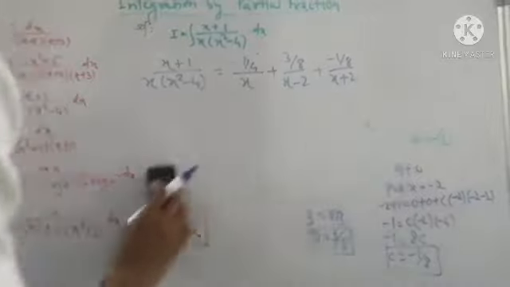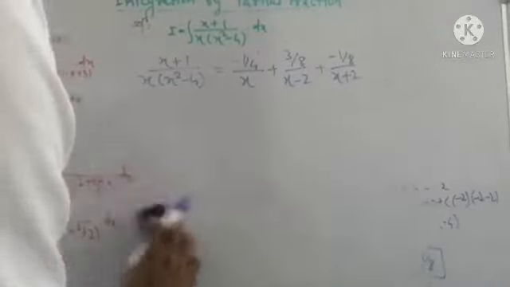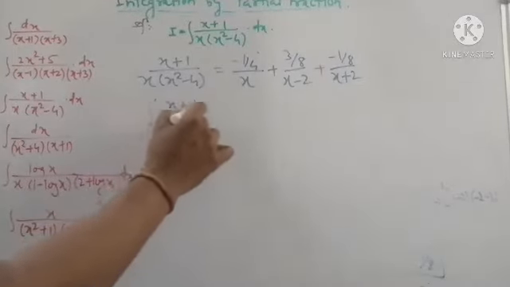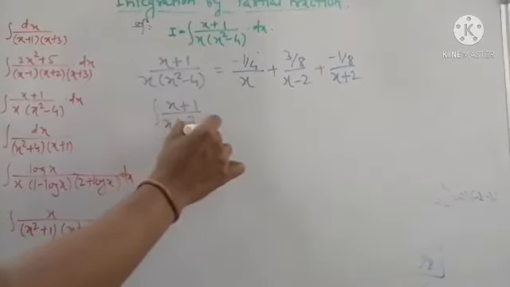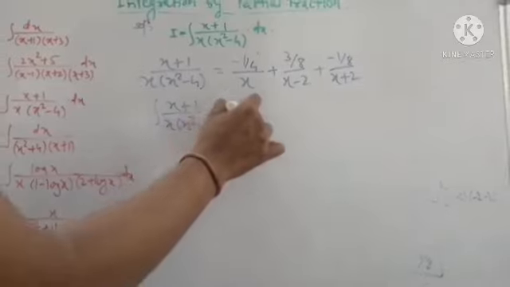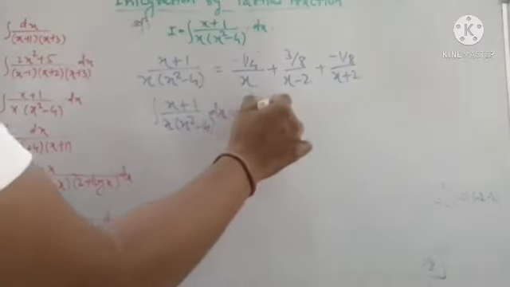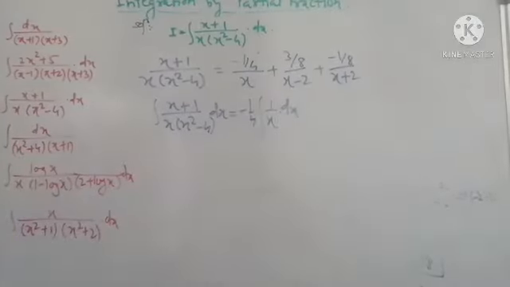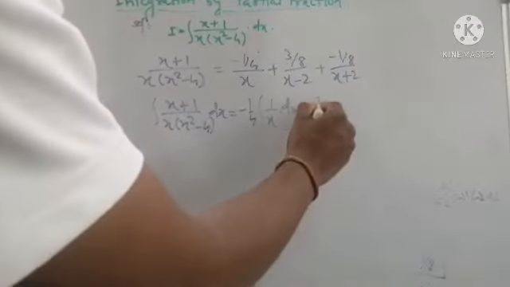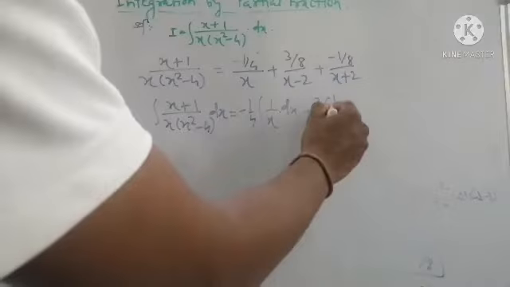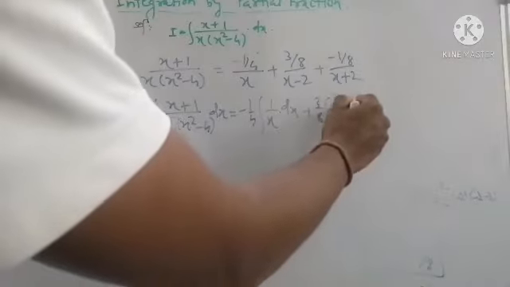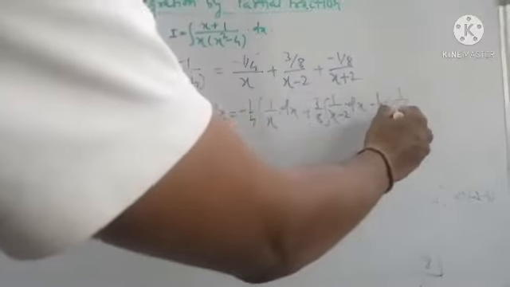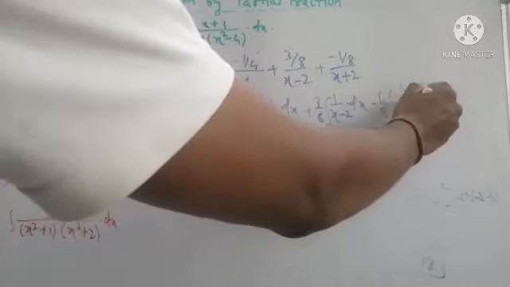Now take the integration of this rational fraction with respect to x. So the integral of (x plus 1) divided by (x square minus 4) dx. On the right hand side we get three integrals: in the first integration, the constant minus 1 by 4 is outside the integration, and the integration contains 1 upon x, plus 3 by 8 is the constant in the second integral, which contains 1 upon x minus 2, and in the last, minus 1 by 8 is taken outside the integration and the integration contains 1 upon x plus 2 dx.